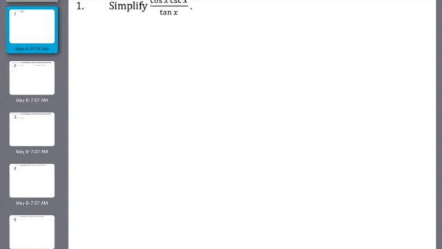Number 1 says simplify cosine x cosecant x over tangent x. Since it's kind of a mixture of trig ratios, we're going to start by rewriting everything in terms of sine and cosine. So we'll leave it as cosine x. We'll turn cosecant into 1 over sine x. And then in the denominator, we'll turn tangent into sine x over cosine x.